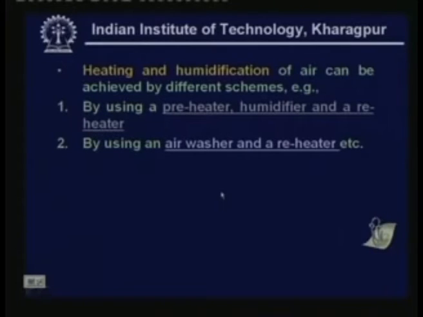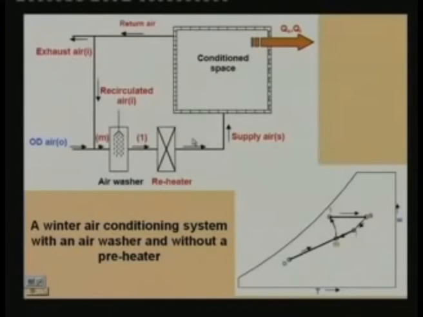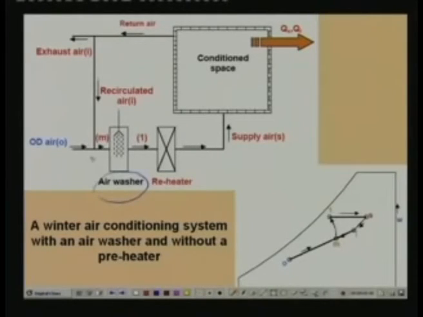You can also use an air washer and a reheater, and you can again have the same heating and humidification. Let us look at this scheme. In this scheme you can see that it is almost similar to the earlier scheme, except for one difference. That difference is that you do not use any preheater here. Instead of a preheater, you use an air washer. This air washer directly humidifies the air.